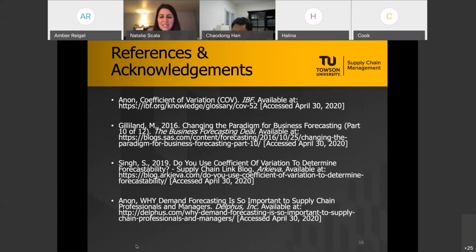Okay, excellent. I have a couple questions that came in for Halina. The first one is, how are the dividing lines for the 4 quadrants, sweet spot, opportunity, unforecastable, etc., decided?